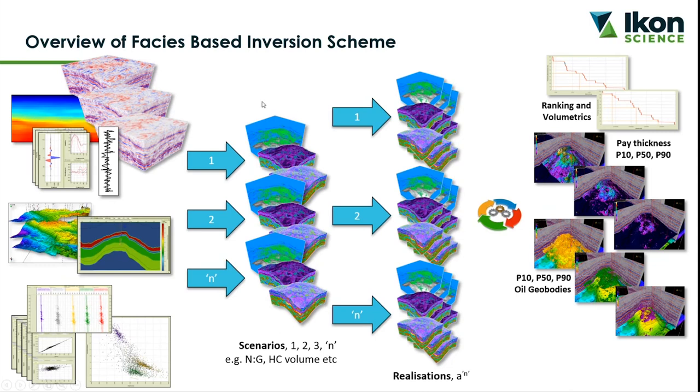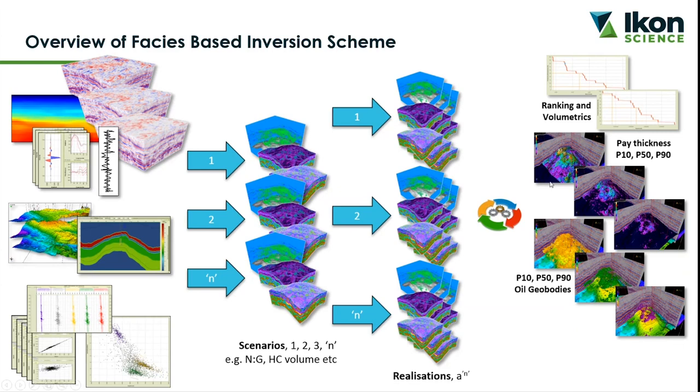So it may be that we have one scenario where we make an assumption that we're dealing with a 50% net-to-gross system. Another scenario where we say, well, perhaps it's only 20%, and another where perhaps it's 80%. We might run a scenario where we introduce a completely new facies type. We might run a different scenario where we have a completely different geological play concept with totally different facies types. All of these different combinations will have some corresponding fit to the data, which we can then assess, interpret, and analyze before going forwards into the stochastic part of the workflow, where for each scenario, we generate multiple realizations.